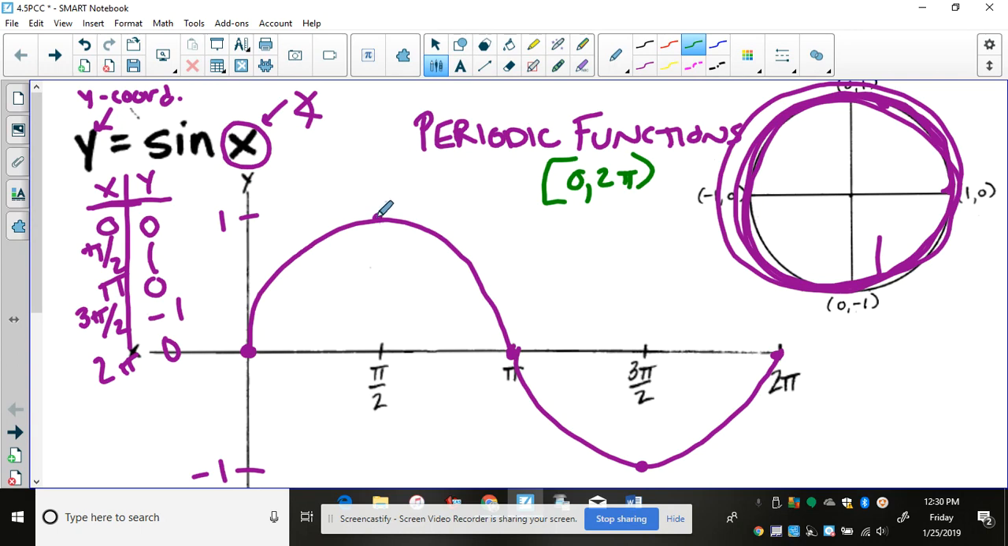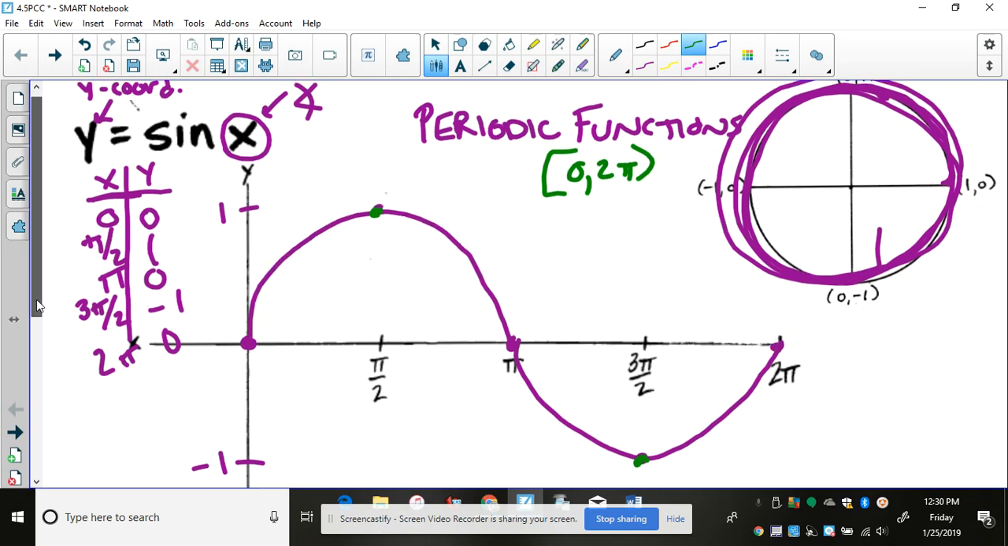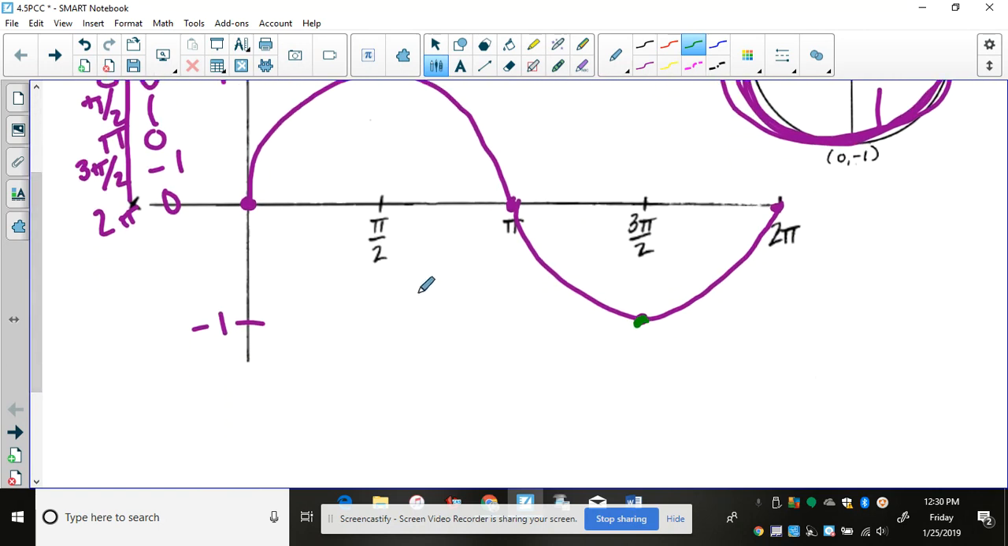We have a maximum value at 1. We have a minimum value at -1. And in a sine wave, there's 5 points that I graphed here. These 5 points are what we call the critical points. You'll want to write this down, because this is what we're going to use to graph the function. We are going to be graphing this by hand.